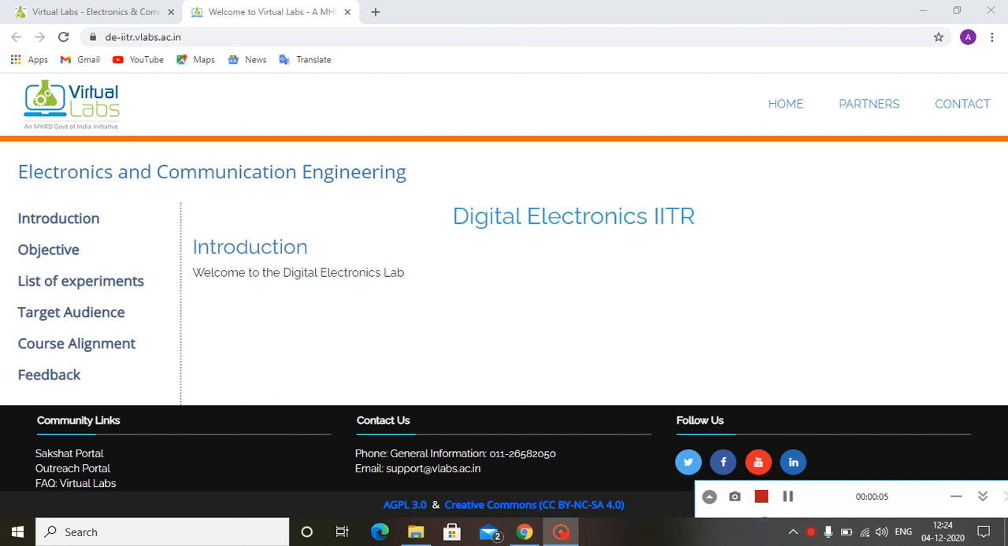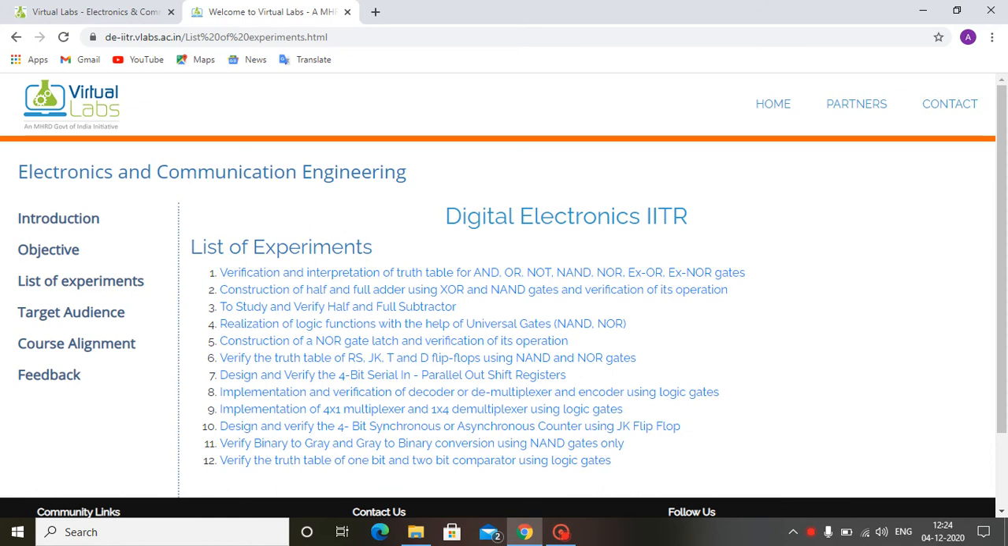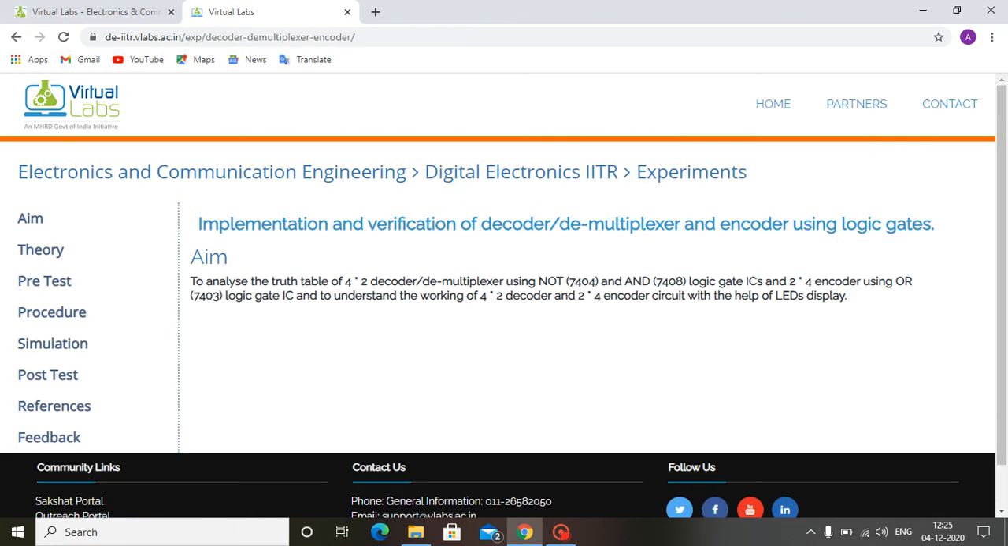In this video we will discuss the digital electronics lab. The experiment will be implementation and verification of decoder or demultiplexer and encoder using logic gates. So I have opened this experiment, that is implementation and verification of decoder, demultiplexer and encoder using logic gates. The aim of the experiment is written here.